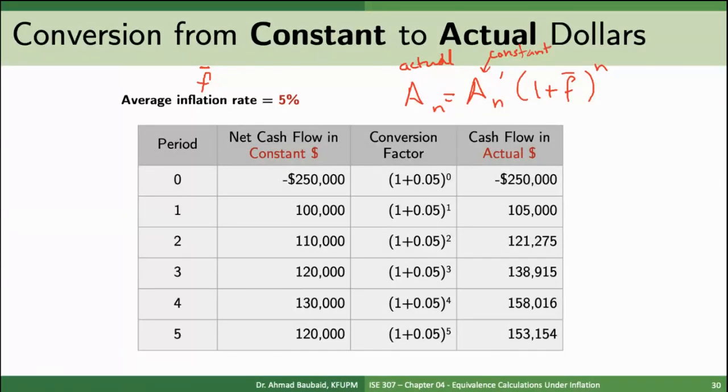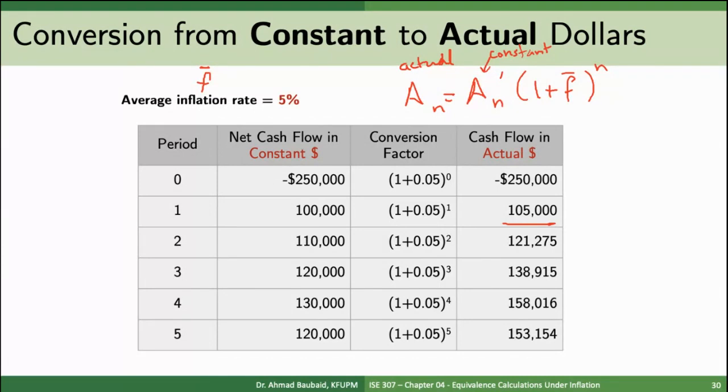So if I want to find A sub 1, for example, I take the constant dollar amount, A sub 1 prime, and I inflate it, right? My n here is 1 because it's A sub 1, and I find the value to be 105,000. And you could do the same thing for these other ones, right?